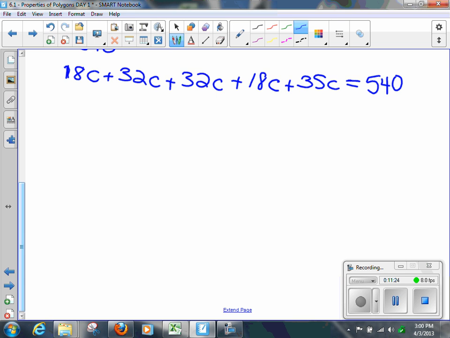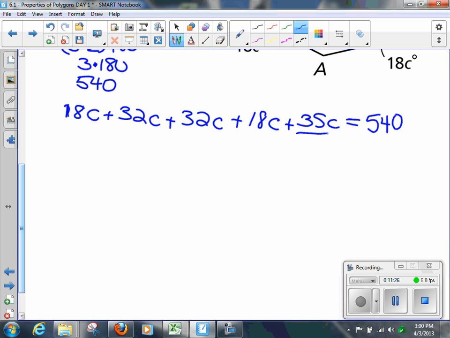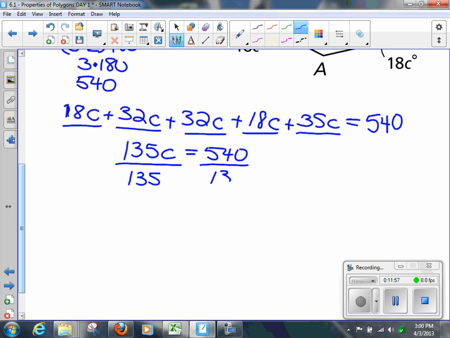How could I check it? 1, 2, 3, 4, 5. I've got 5 angles. They're all like terms, aren't they? So what's 18C plus 32C plus 32C plus 18C plus 35C? You sure? Yeah? 135? Because that's just combining like terms, right? And then what? Divide by 135. And then C is equal to what? 4.